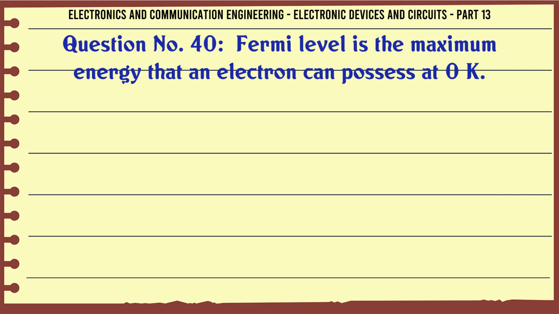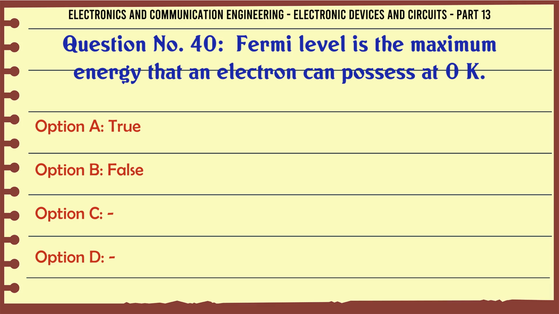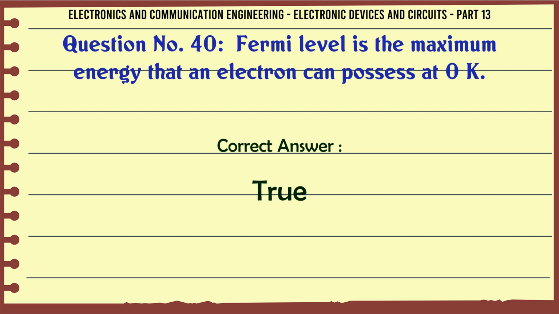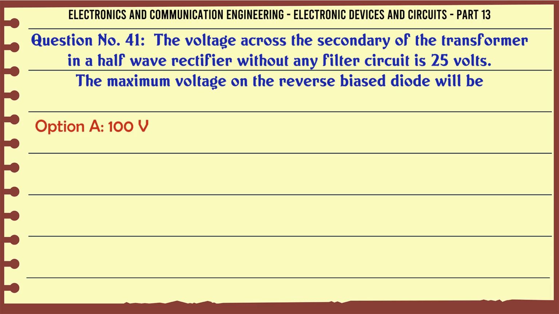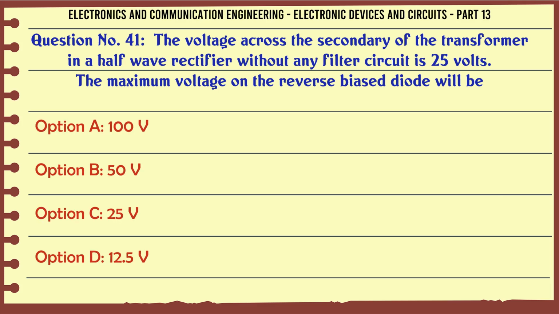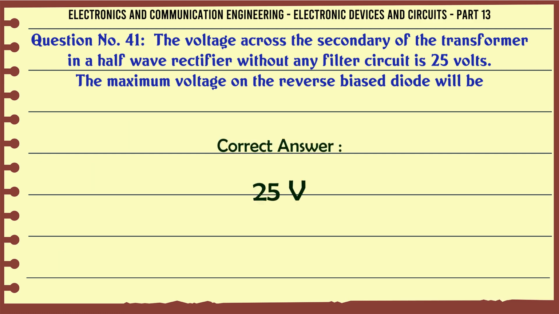Fermi level is the maximum energy that an electron can possess at 0 K. A. True, B. False. The correct answer is true. The voltage across the secondary of the transformer in a half-wave rectifier without any filter circuit is 25 volts. The maximum voltage on the reverse biased diode will be A. 100 V, B. 50 V, C. 25 V, D. 12.5 V. The correct answer is 25 V.